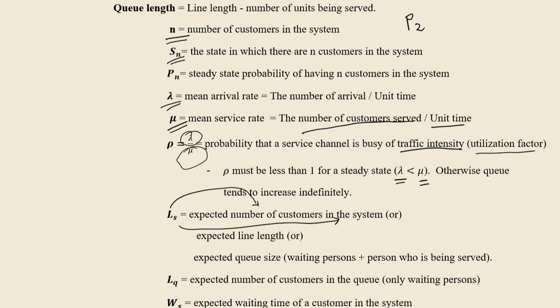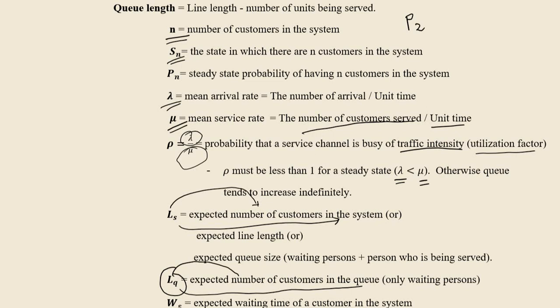In a similar way, Lq: as I told earlier, L denotes the expected number of customers and Q denotes the queue. That is, Lq denotes the expected number of customers in the queue. It is only the waiting persons.